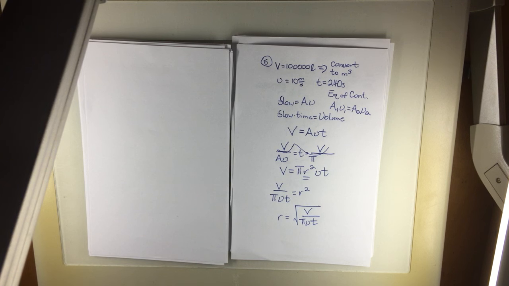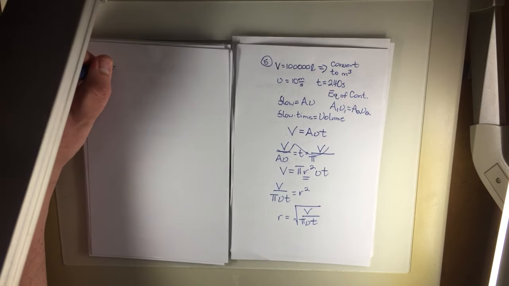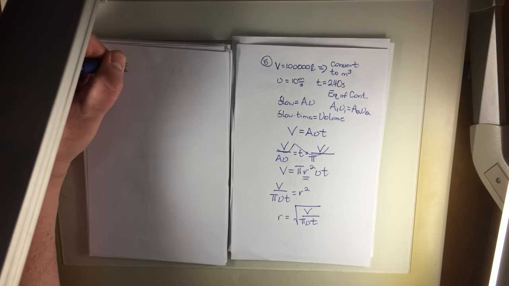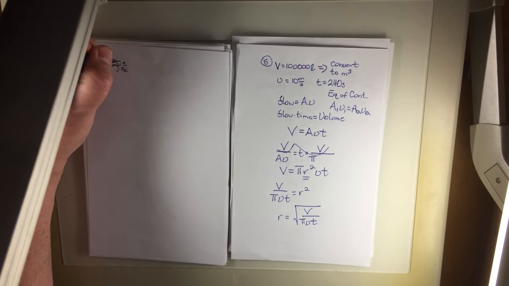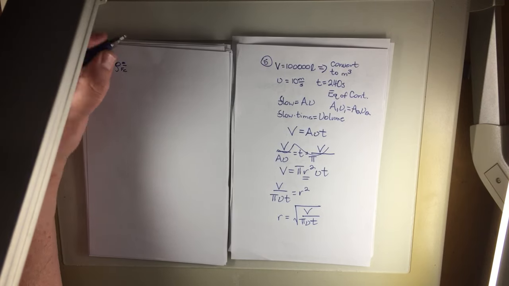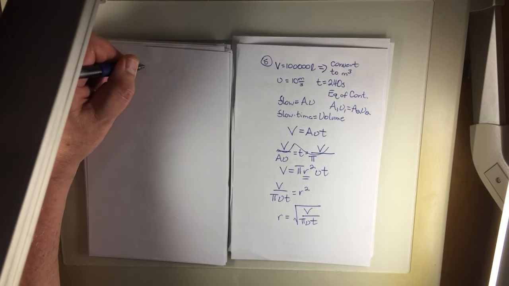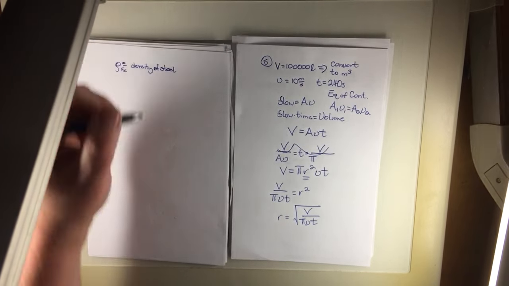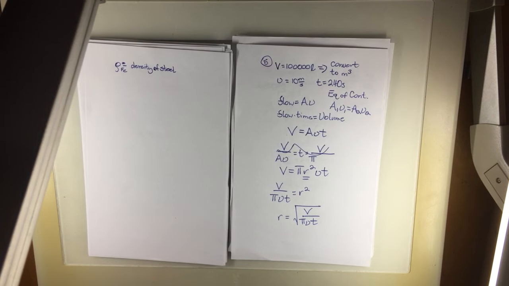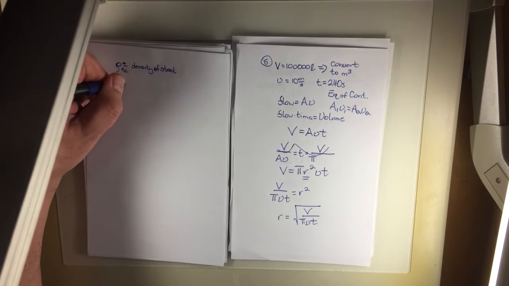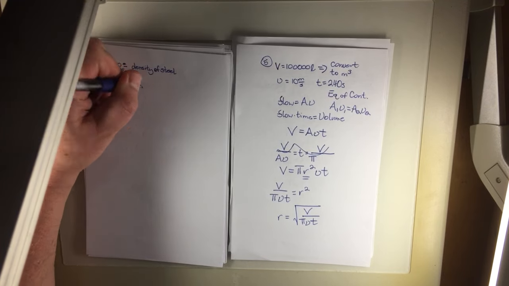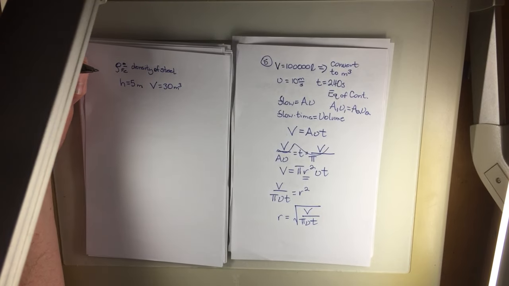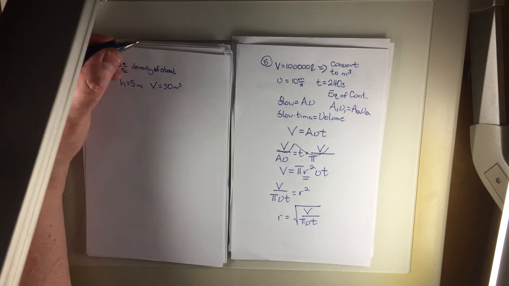All right, now, you have a cylinder of steel. Just look for basic iron. That'll be good enough. They're listed all over the place. It is 5 meters high and has a volume of 30 cubic meters. What is the pressure of the cylinder on the floor?